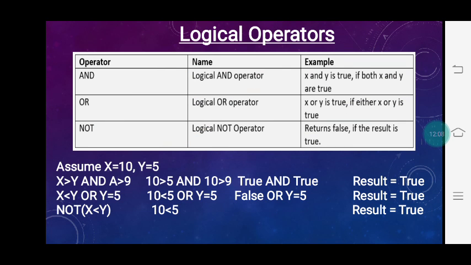Third one is the logical operator. There are three types of logical operator: and, or, not. So for the AND operator, let us see one example. X and Y is true if both X and Y are true, you will get the result true. I have prepared one truth table for and, or, not. We will understand it properly.